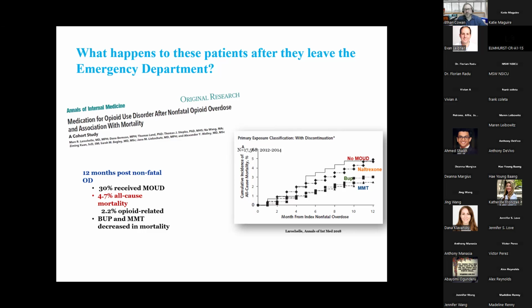Now, there was some variability in the type of treatment the patients received and their all-cause mortality. So if they received long-acting naltrexone, those patients didn't do as well as the patients that received buprenorphine or methadone. But you can see that initiating treatment has a big difference. It makes a big difference in these patients' morbidity and mortality.